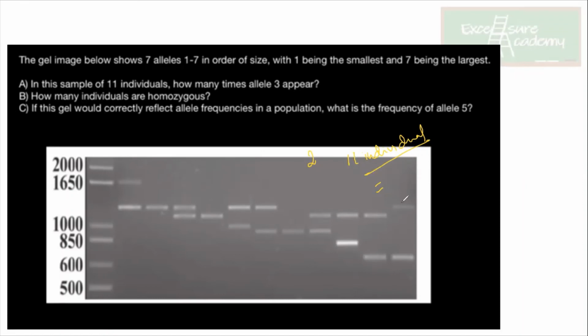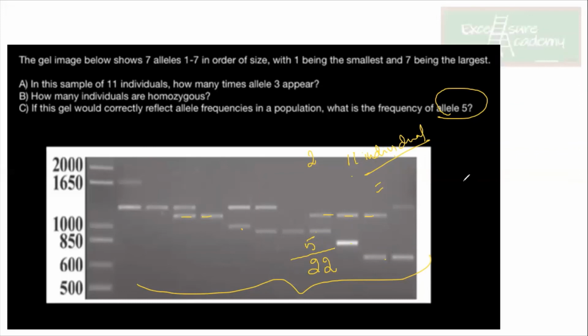So 11 individuals means the total population. So right now this is my total population, correct? So I'm going to have total alleles, say 22, out of which they're asking the frequency of allele 5. So how many times is allele 5 there? This is your 1, this is 2, this is 3, this is 4, this is 5. So 1, 2, 3, 4 and 5. So here 5.